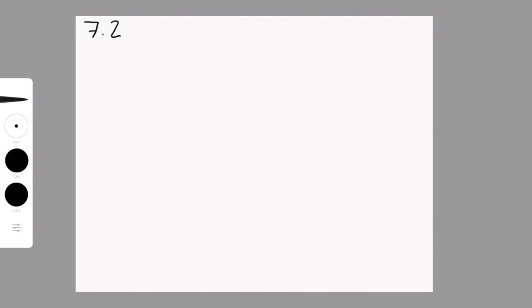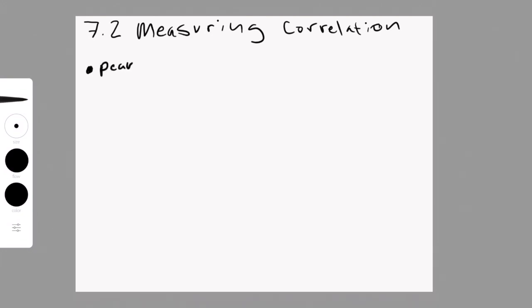Chapter 7.2 is measuring correlation. Yet again, this is a chapter with only one thing you have to learn, so this will hopefully go very quickly. This is how you find out what the correlation is by using actual maths, not just looking at the graph.